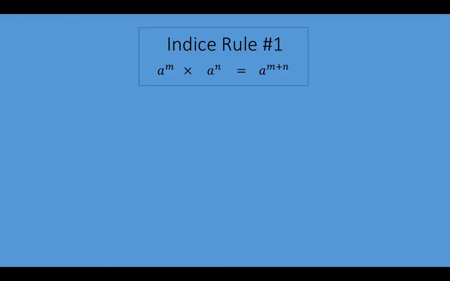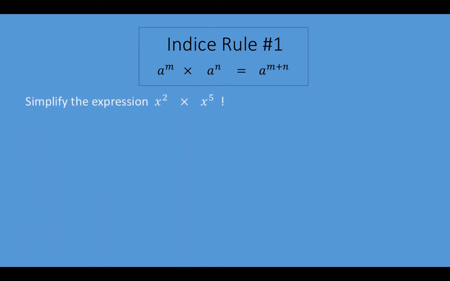Now index rule number 1 says that if you multiply two powers together, which both have the same base value, in this example a, then all you have to do to get the solution is to add together the two power values. So a to the m times a to the n is going to work out as a to the m plus n. So let's try it with an example.